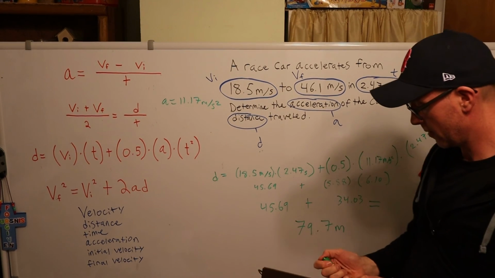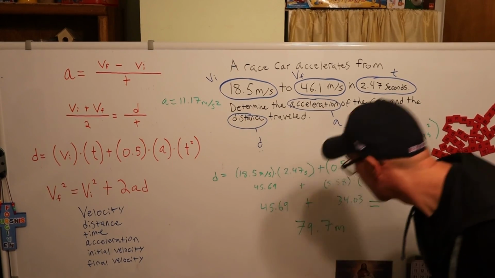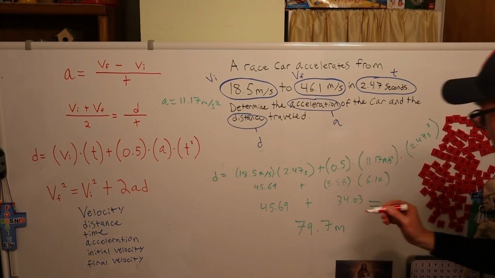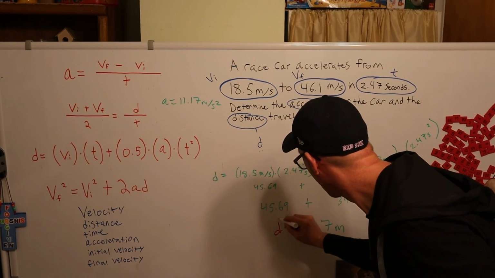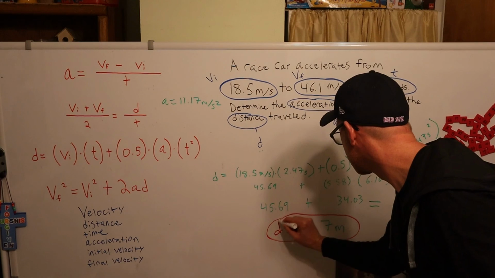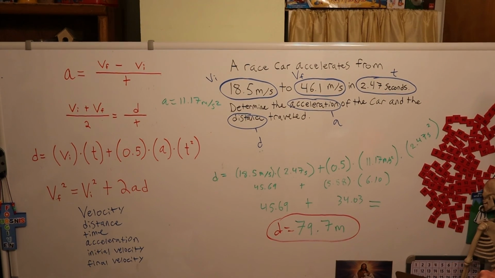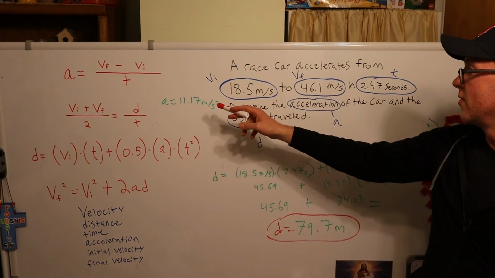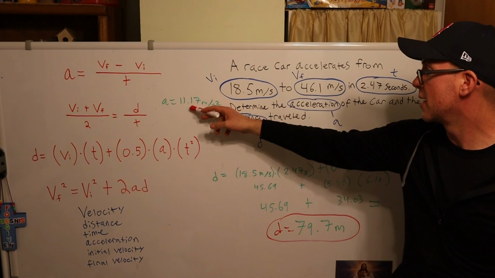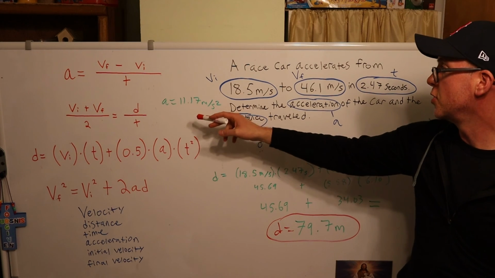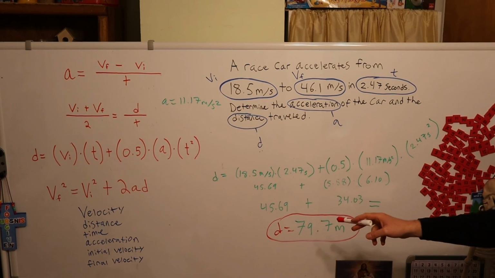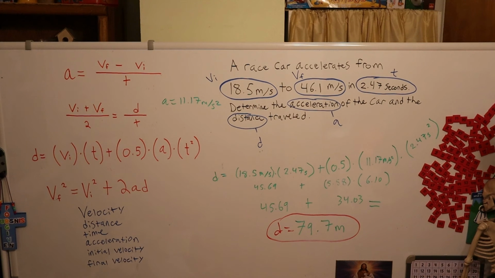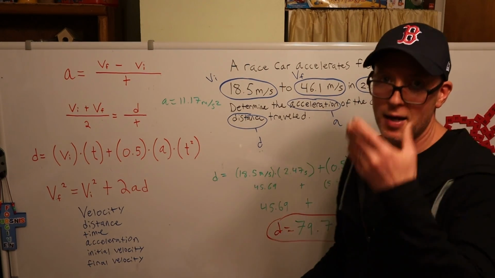So distance is equal to 79.7 meters. So to determine the acceleration of a car and the distance traveled, we have acceleration equaling 11 point, and again, significant digits, will round this up to 2. Acceleration is equal to 11.2 meters per second squared, and distance is going to be equal to 79.7 meters.